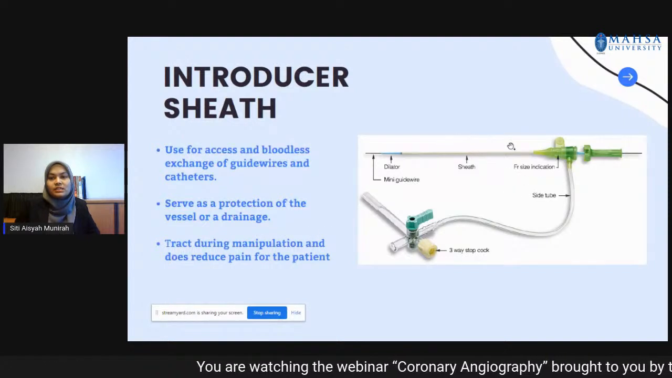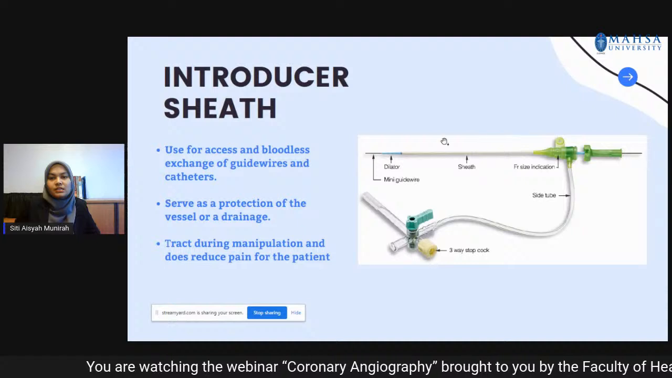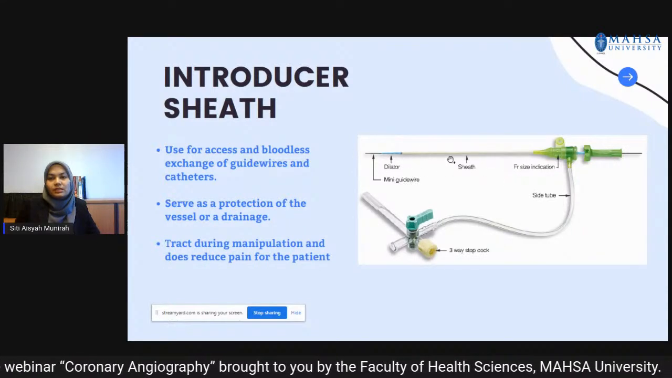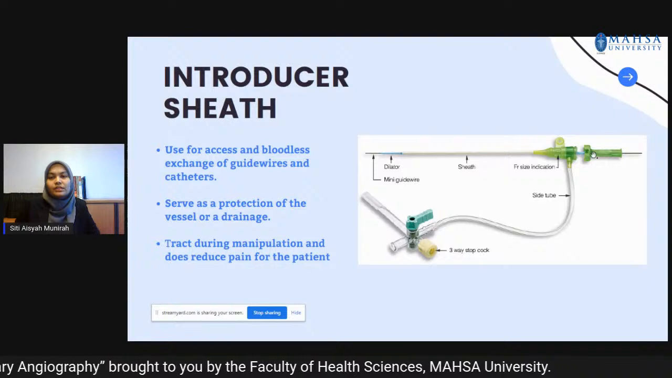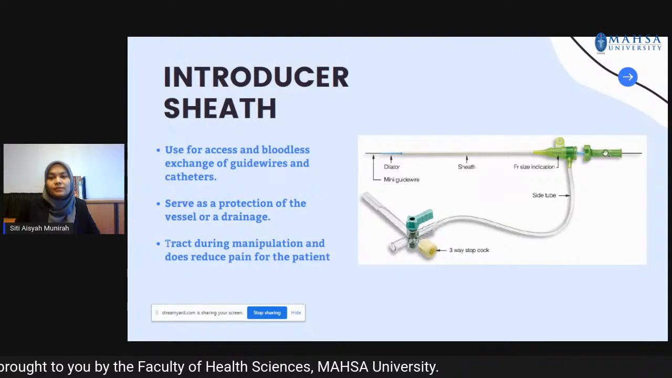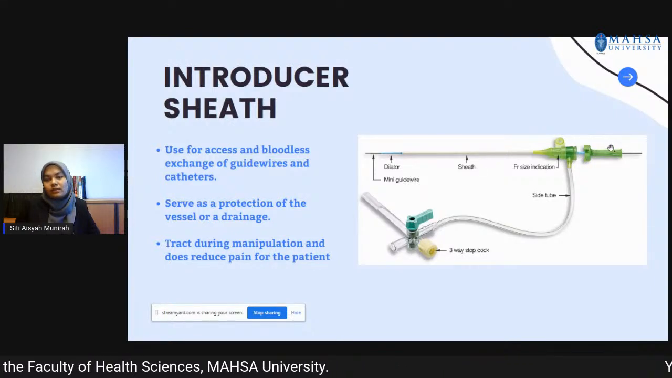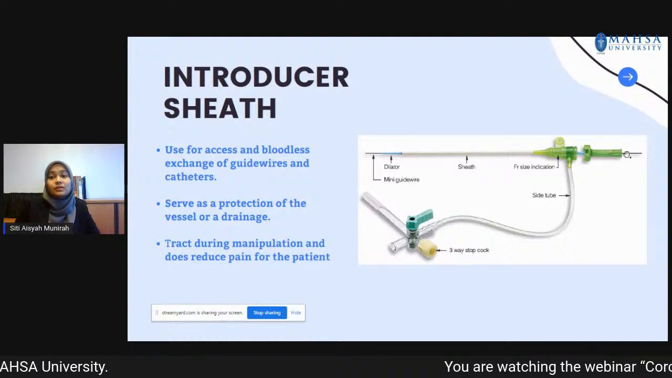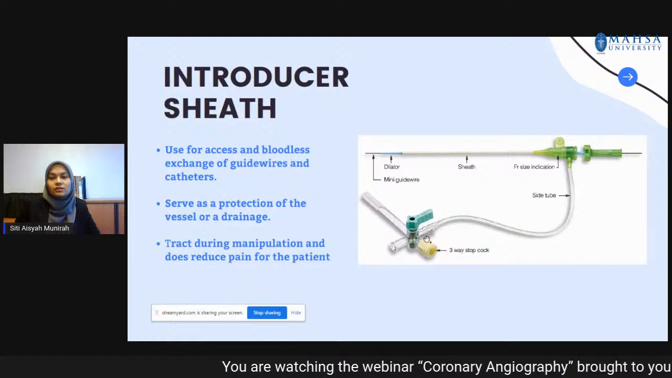So basically, this is the image. This sheath will be inserted into the patient's blood vessel, so it provides a pathway for the guide wire and also the catheter. At the back here, we have the open hole. This is for the insertion of the guide wire and catheter. And here will be the insertion of the contrast media.